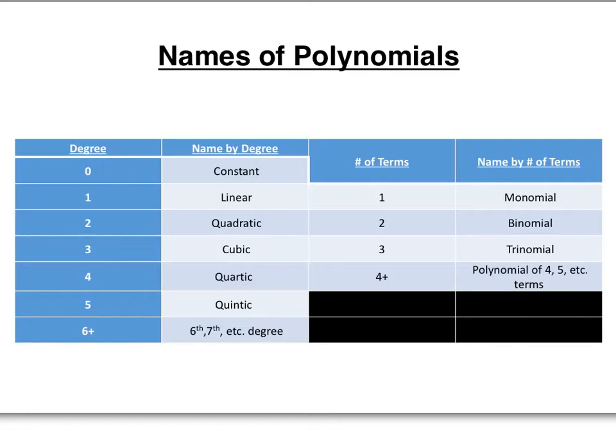We can also name them by number of terms. 1 term would be monomial, 2 terms would be binomial, 3 terms would be trinomial, and everything else is just a polynomial of however many terms it happens to have. So for example, 3x to the fifth minus x, this would be a quintic binomial. Quintic because it has degree 5, and then a binomial because it has 2 terms.